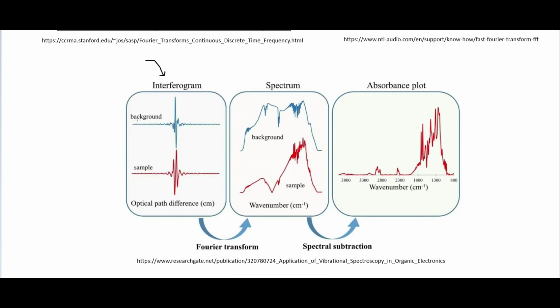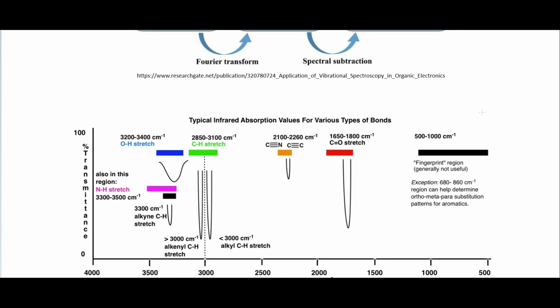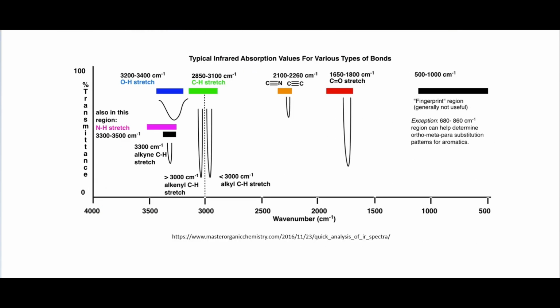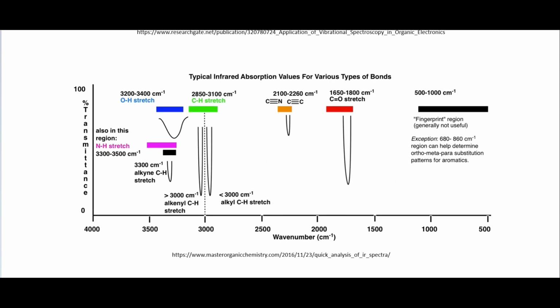So like I said, we have this interferogram here. We do it for the background and for our sample. We get spectra for both of those. We subtract the background off from the sample, and that gives us our absorbance plot right here. And so just kind of a sneak peek at what I'll be talking about in more detail in the next video.